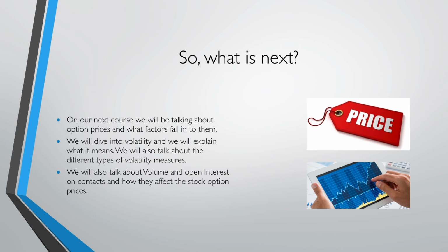The next course is probably going to be the most important course I will be dropping. I will be talking about volume on an option. I will be talking about open interest on an option. I'll be talking about implied volatility and historical volatility, which is the historical volatility of the stock. We will go deep into the option prices in my next course.